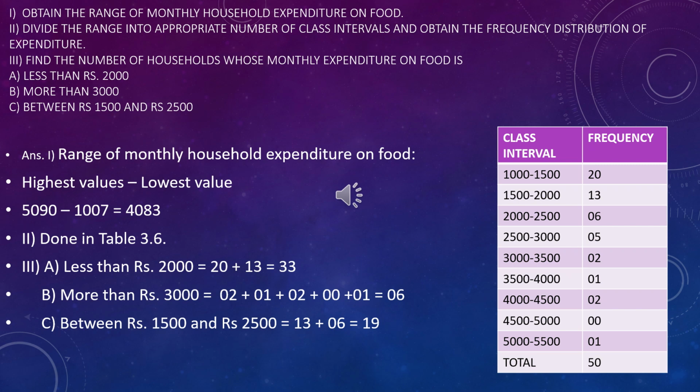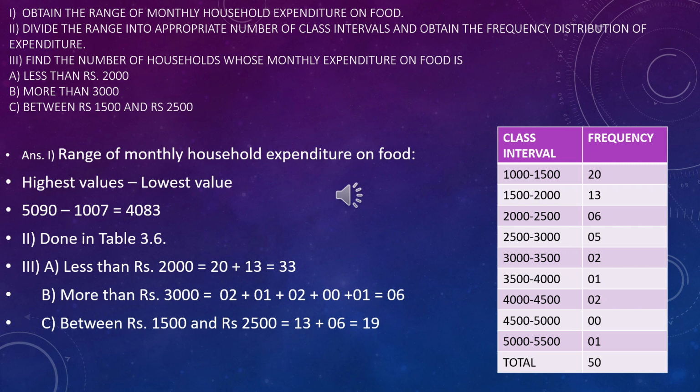The next question is: find the number of households whose monthly expenditure on food is less than rupees 2000. So we will have to find out the values which are less than rupees 2000. We find here that the frequencies are 20 and 13. So these are the number of households whose monthly expenditure on food is less than rupees 2000. So we add up 20 plus 13, which is equal to 33.